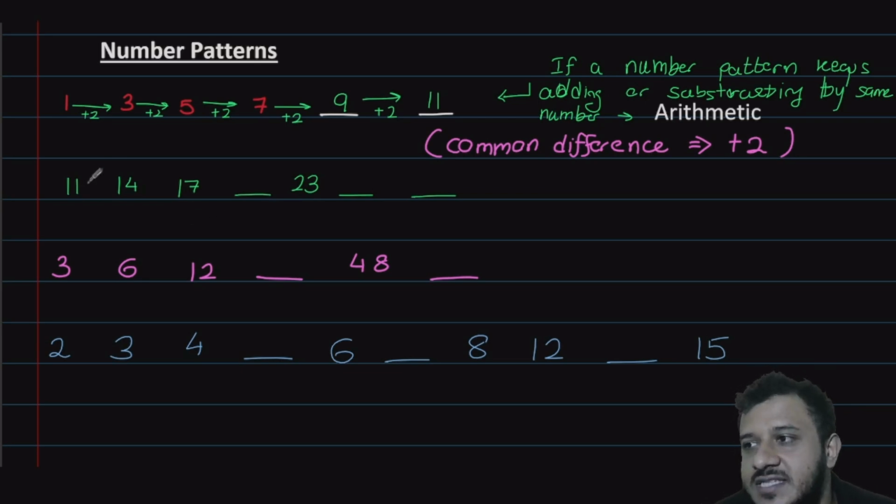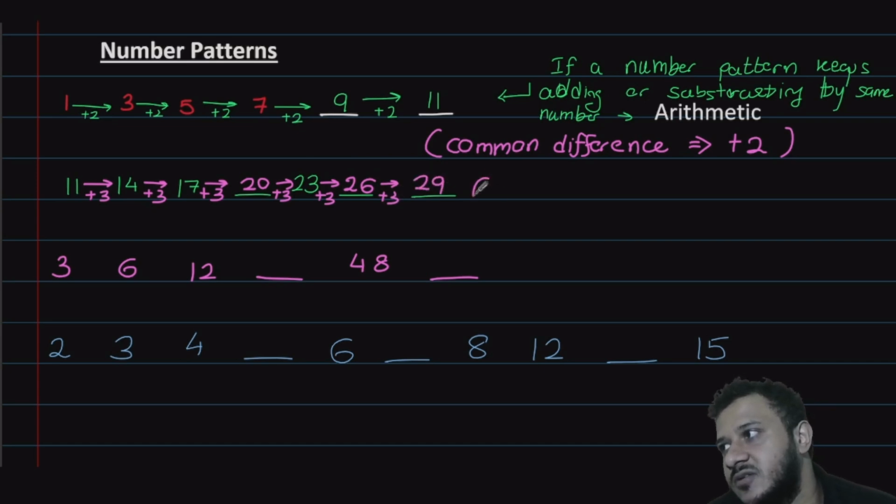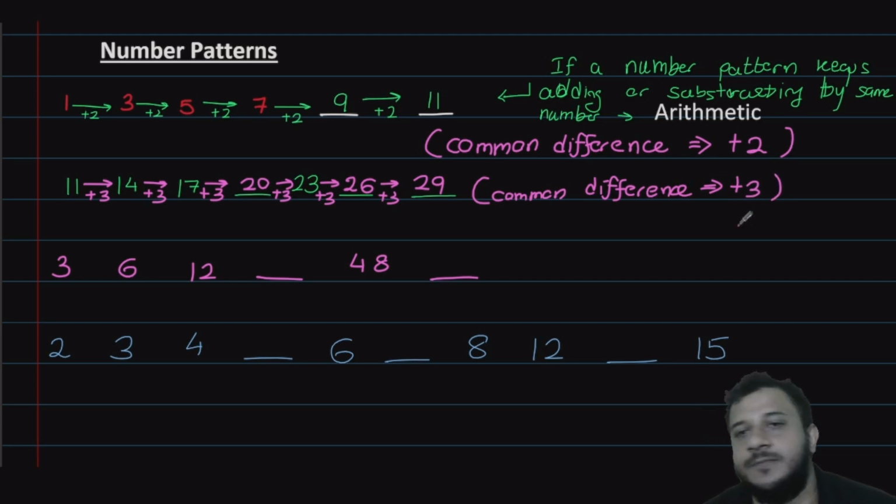Now here, is this an arithmetic pattern? Is an arithmetic pattern happening here? So what is the common difference? Adding by 3. The common difference is plus 3, isn't it? So this will be a 20. 20 plus 3 is 23. 23 plus 3 is 26. 26 plus 3 is 29. So here we have a common difference of plus 3.